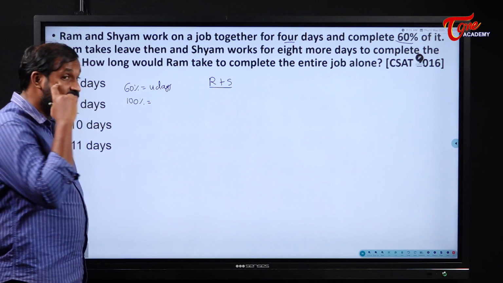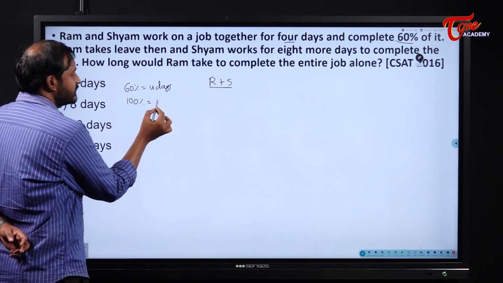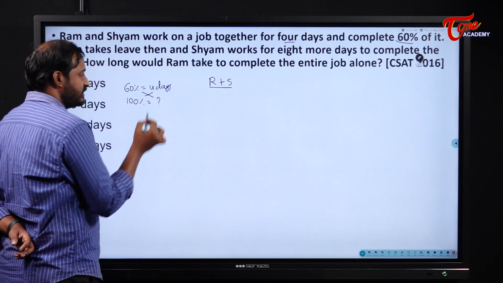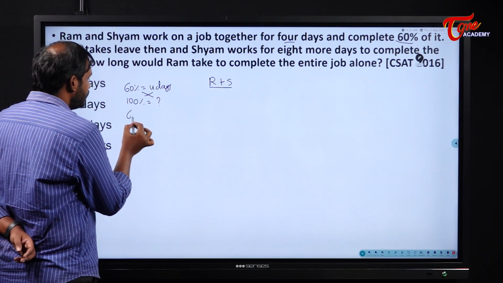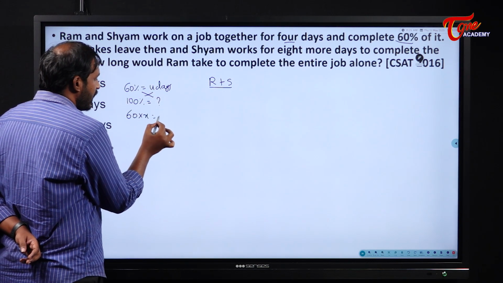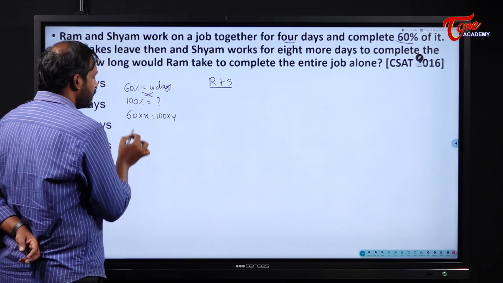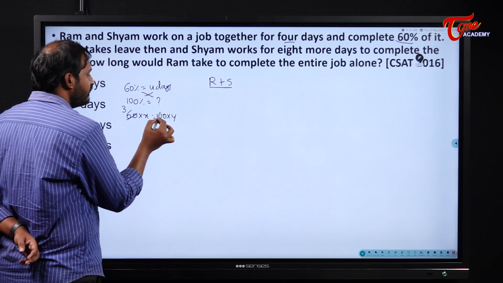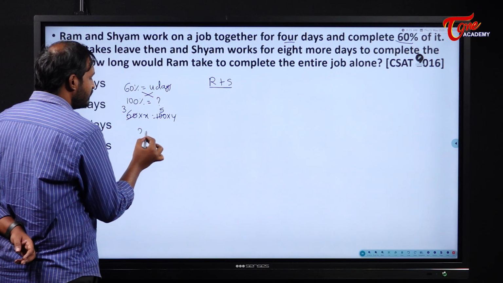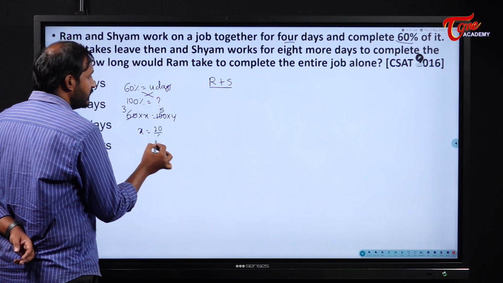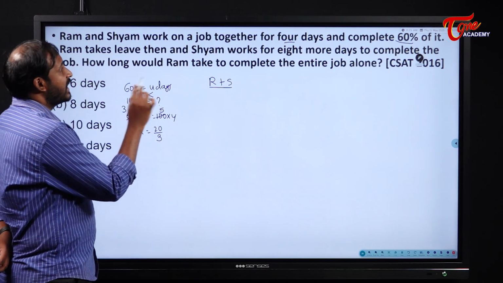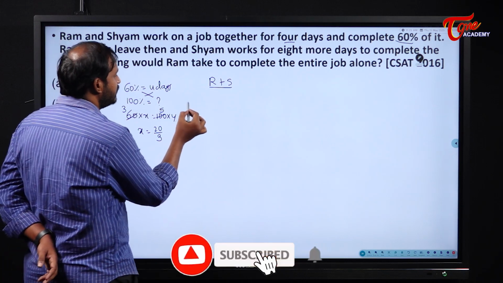100% of work in how many days? If you solve it, 100% of work in how many days? Cross multiply it, students. So 60 into some x is equal to 100 into 4. So x will become 20 by 3. That means A and B, Ram and Shyam together, can finish a work in how many days?